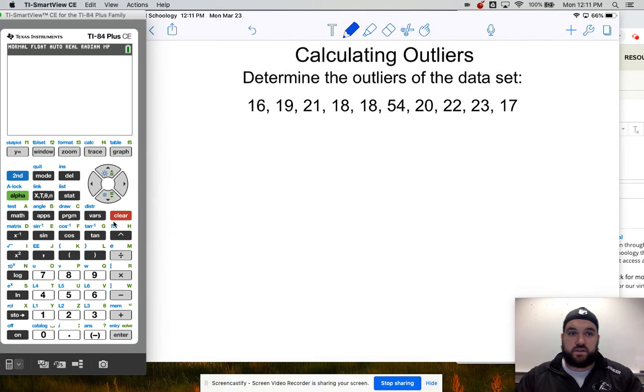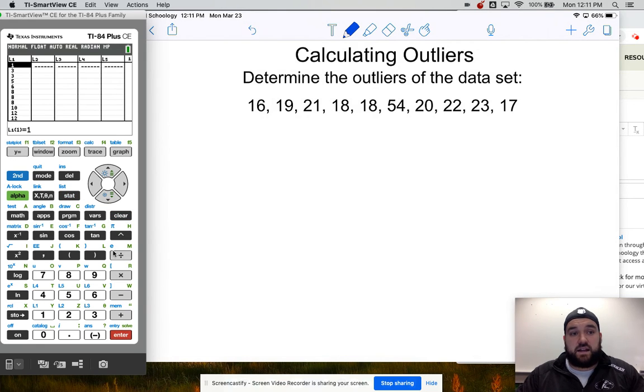And you might say to yourself, oh, I know it's going to be 54, or yeah, both of them, or neither. But here's how we're going to actually calculate this. Okay, the first thing I need is the IQR. I need to know what the interquartile range is. So I'm going to take this data and enter it into my calculator.